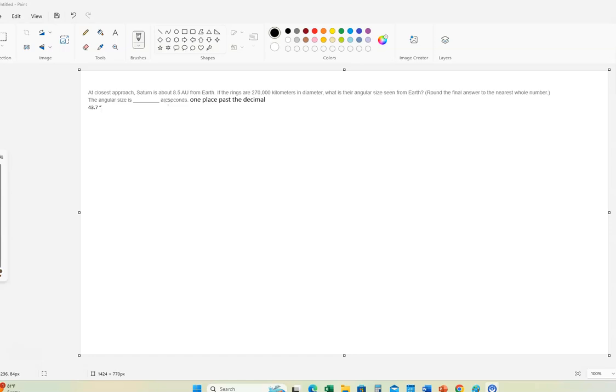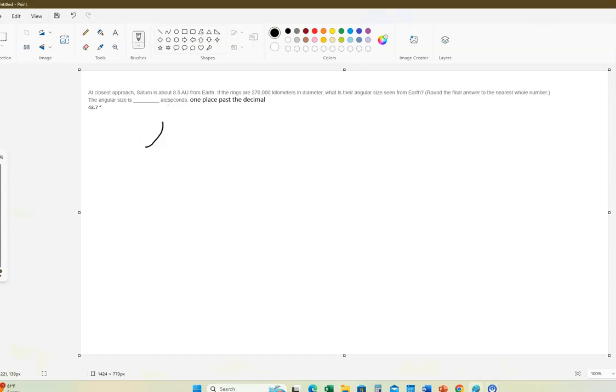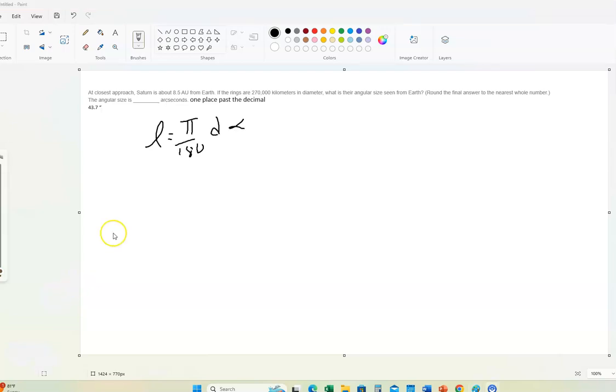All right. So we have this equation right here. The size of an object is equal to... I just wrote the equation here. So the size of the object, which I called script L here, on the left hand side, is equal to pi over 180 degrees, times the distance to the object, times the angular size of the object. That's what alpha is.